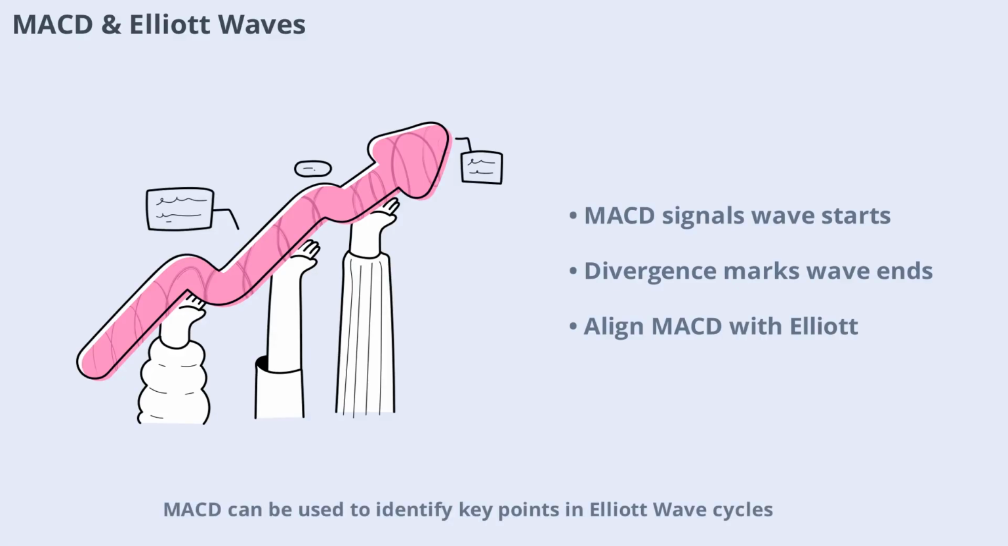MACD can be used to identify key points in Elliott wave cycles. For example, MACD positive divergence often marks the start of wave 1, while a signal line crossing the zero line signals the start of wave 3. Positive hidden divergence indicates wave 4 is over and wave 5 is starting. Negative divergence signals the end of wave 5. These relationships help traders align their analysis with wave patterns and improve timing.